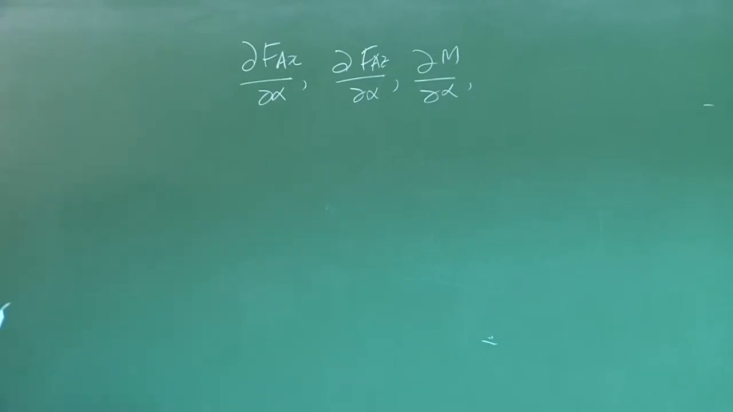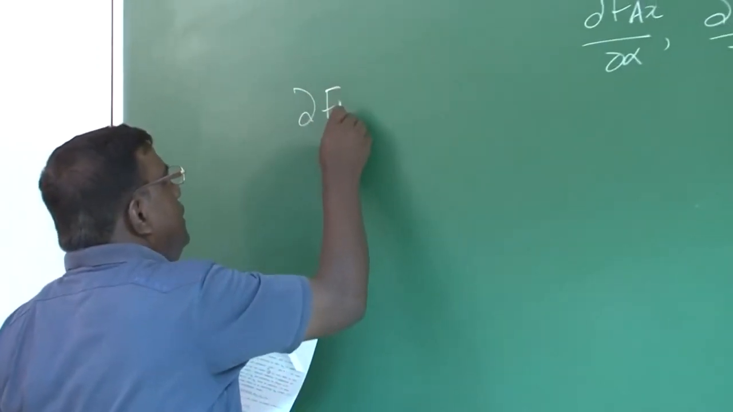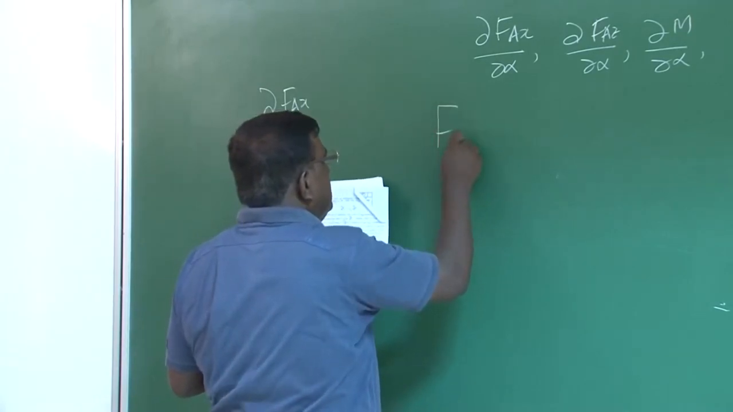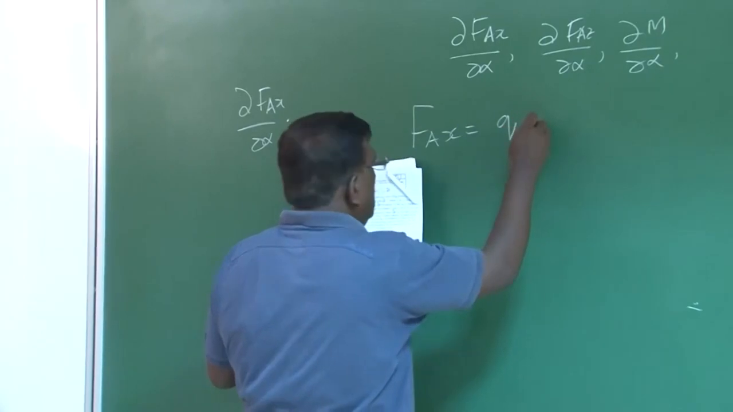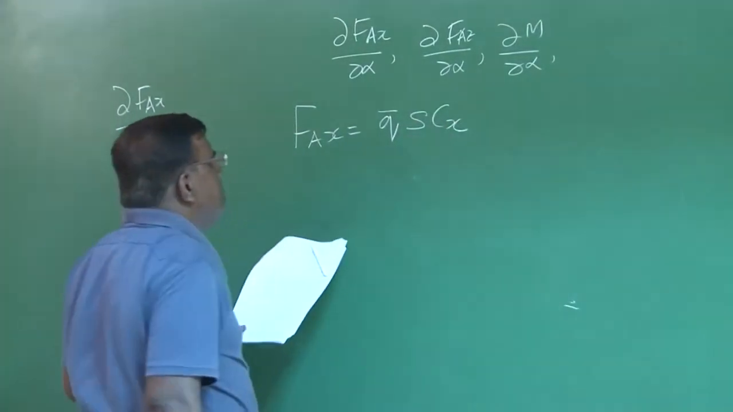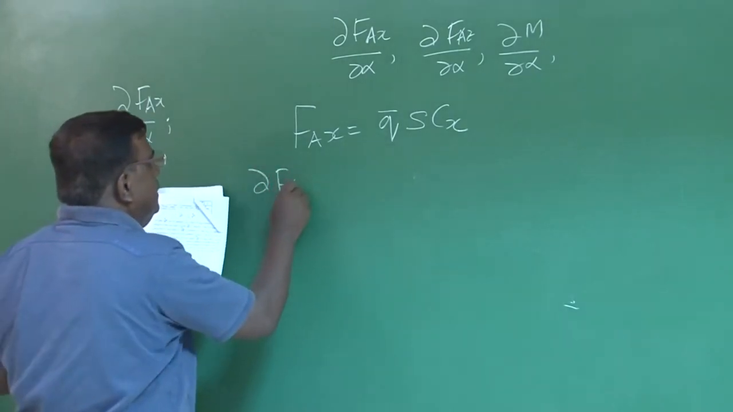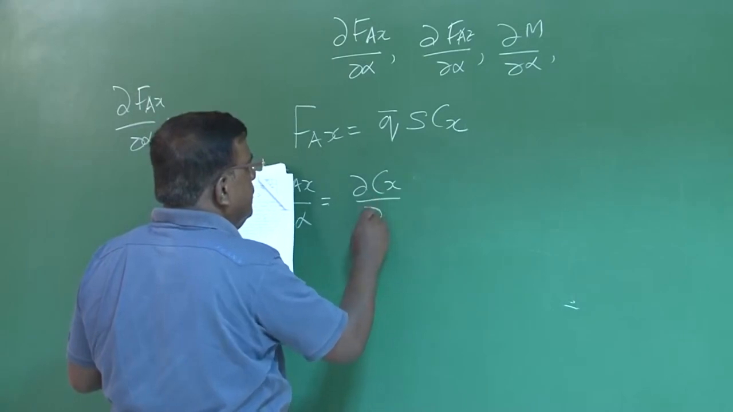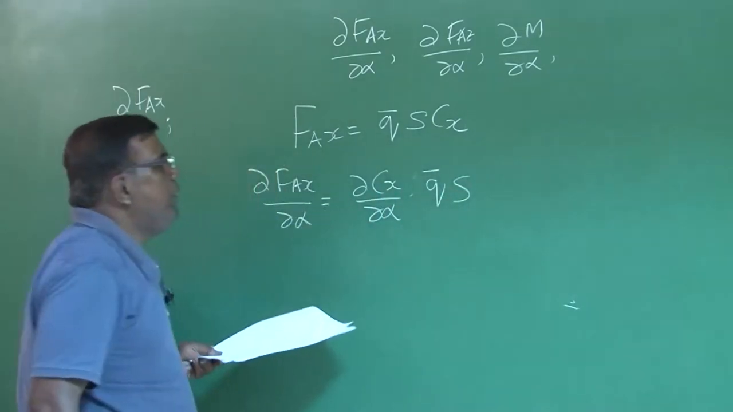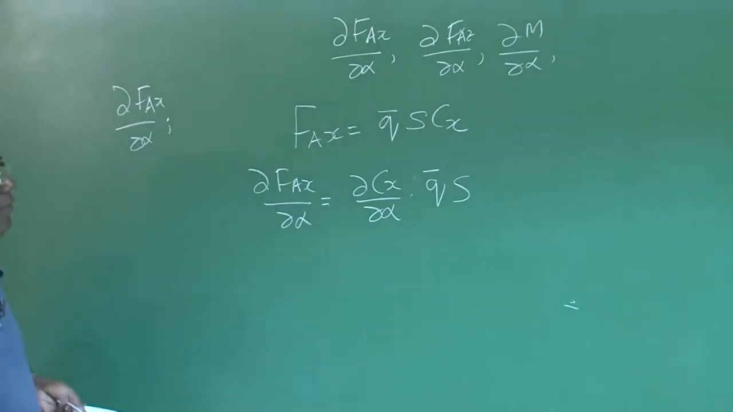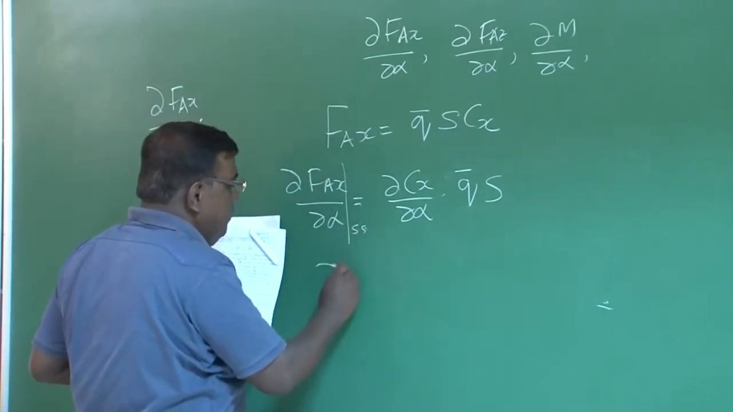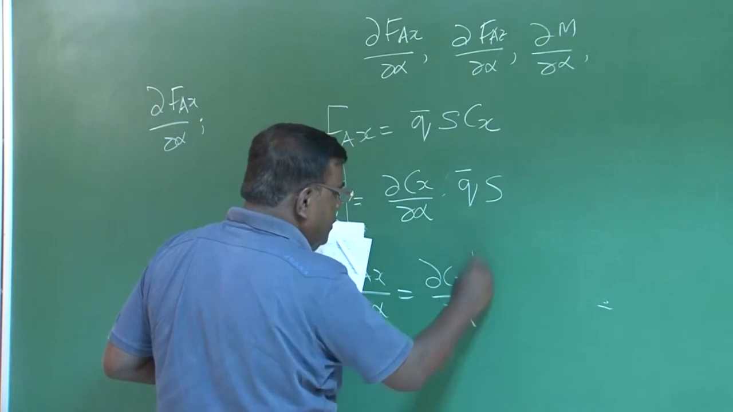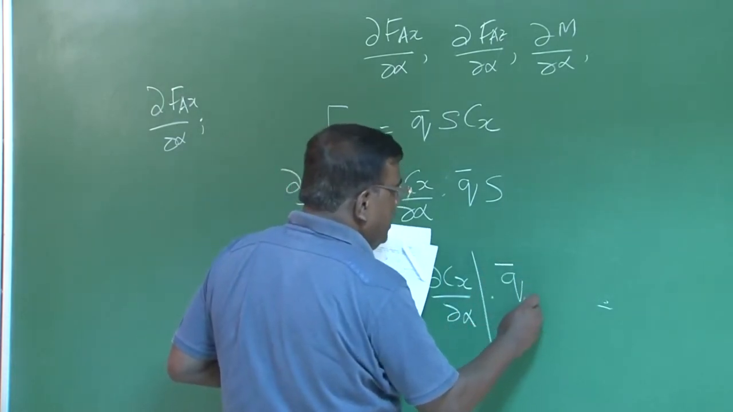So let me start with dFx by d alpha. So let us take dFax by d alpha, and the procedure is similar to what we did earlier. Fax is q bar S Cx. So dFax by d alpha will be equal to dCx by d alpha into q bar S. But we know that we have to derive this expression dFx by d alpha at steady state. So at steady state, dFax by d alpha will be dCx by d alpha evaluated at steady state, and for q bar we write q1 S.